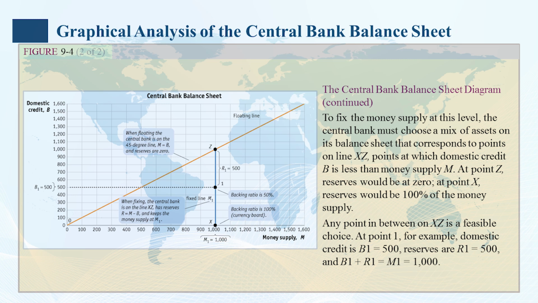It corresponds to points on the vertical line XZ. At point Z, reserves would be 0. At point X, reserves would completely consist of the money supply. This is known as a currency board system. In addition, any other point on XZ is a valid choice. For example, at point 1, domestic credit is 500, reserves are 500, and the sum of them equals M1, 1000.